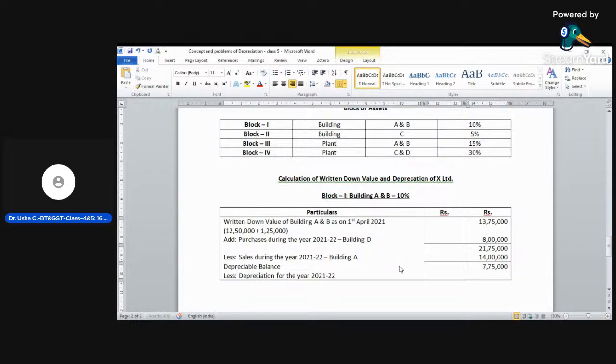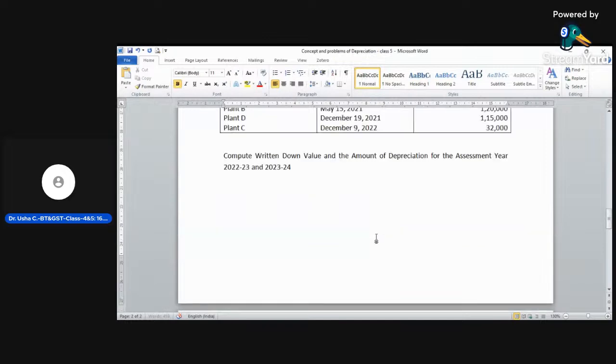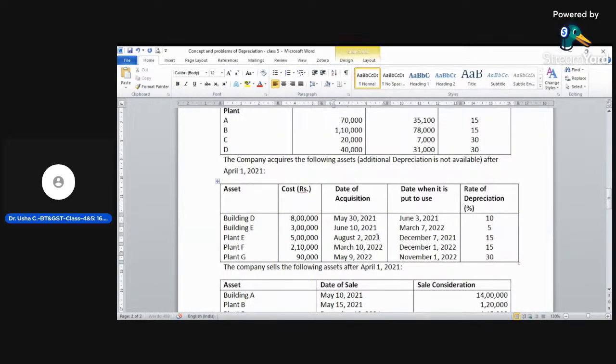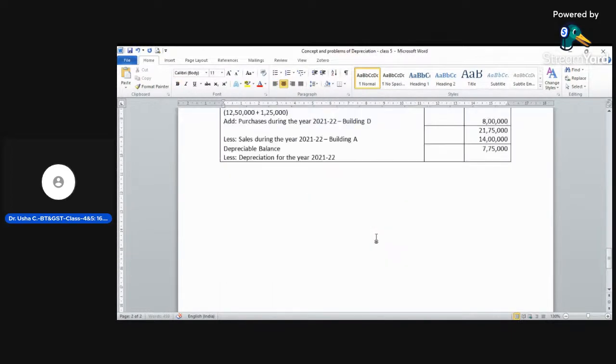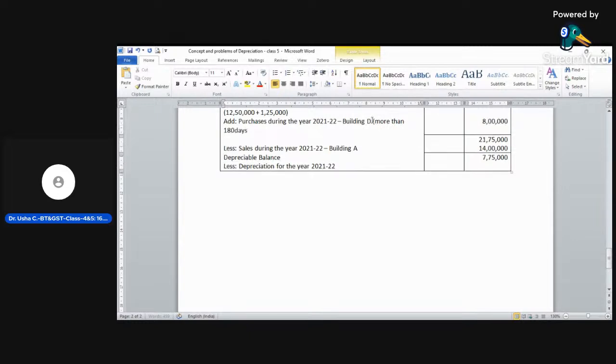it is put to use for more than 180 days. Building was purchased on, look at here, building was purchased on 30th May and put to use on June, means more than 180 days. You can write in the bracket in the purchases itself, more than 180 days, so that you can understand easily while calculating the depreciation.